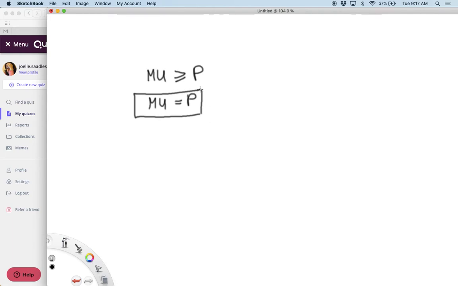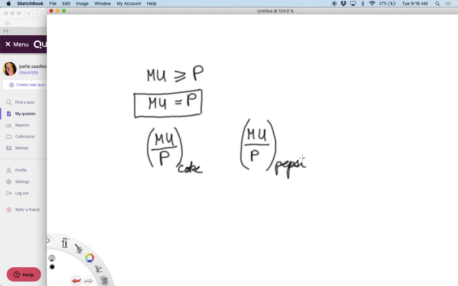If you're deciding how much of 2 items to buy, for each item, you compare the additional happiness you get with the cost. This is what we refer to as the value you get from this item. So this is for, let's say, Coke, and you're comparing it to how much you get from Pepsi.